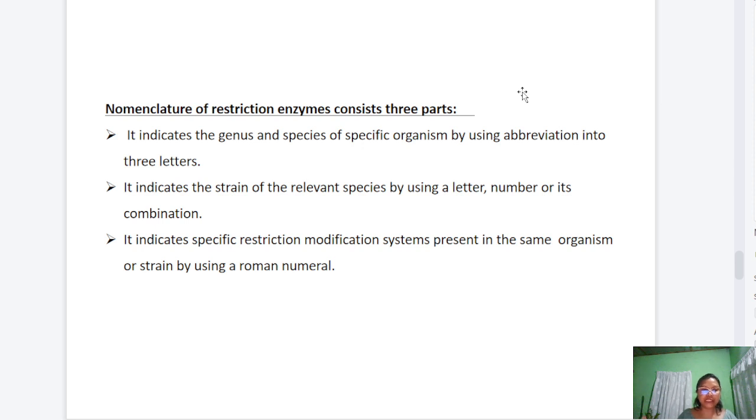Just to repeat again, the nomenclature of restriction enzymes consists of 3 parts. Number 1, it indicates the genus and species of the specific organism by using an abbreviation of 3 letters. Number 2, it indicates the strain of the relevant species by using a letter, number, or its combination. And third, it indicates the specific restriction modification system present in the same organism or strain by using a Roman numeral. I will not repeat; I know that the example of HindIII has made it very clear.